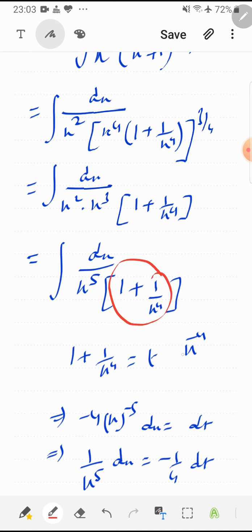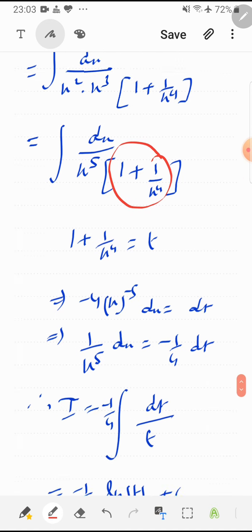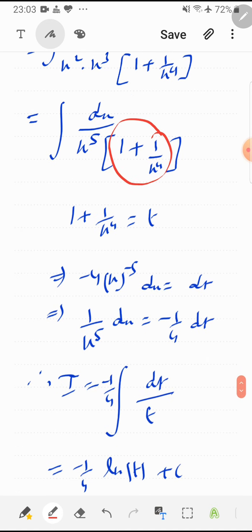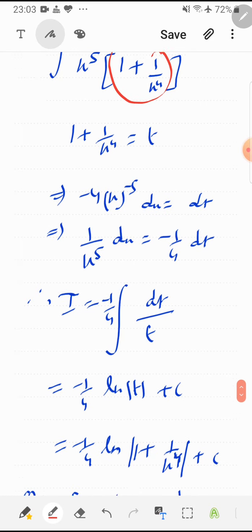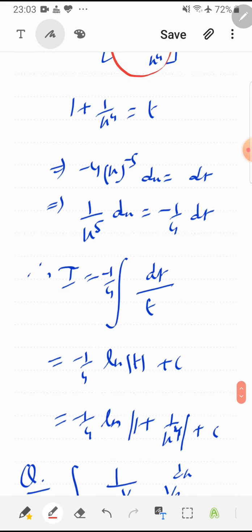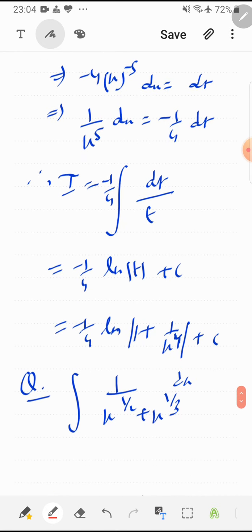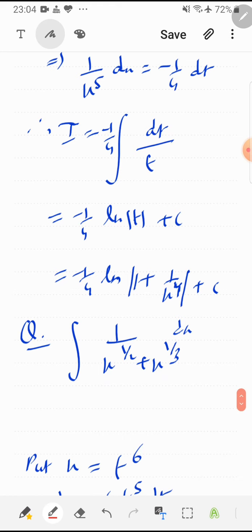Now I am having x raised to the power 5 outside the bracket, so if my differentiation is sharp, I will put this as t, so that its derivative is minus 4 upon x raised to the power 5 dx is equal to dt, or 1 by x raised to the power 5 dx is equal to minus 1 by 4 dt, so that the integral reduces to minus 1 by 4 dt by t. Its integration is ln mod t, and after putting t as 1 plus 1 by x raised to the power 4, we will get the required result.